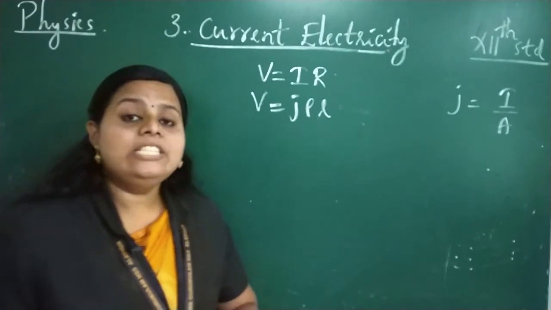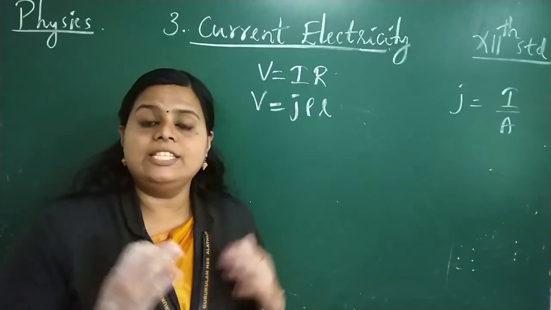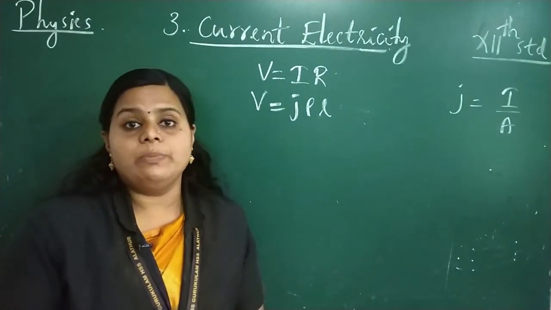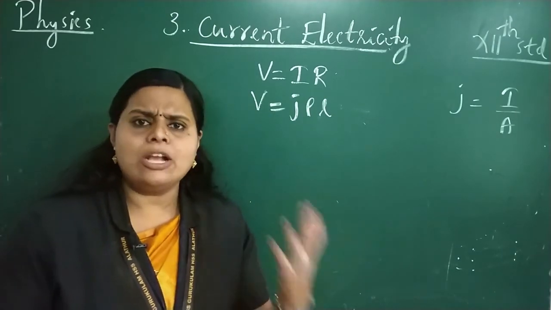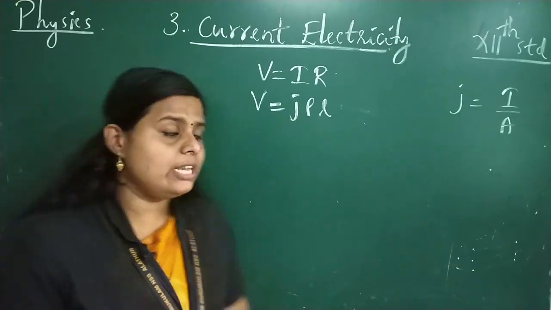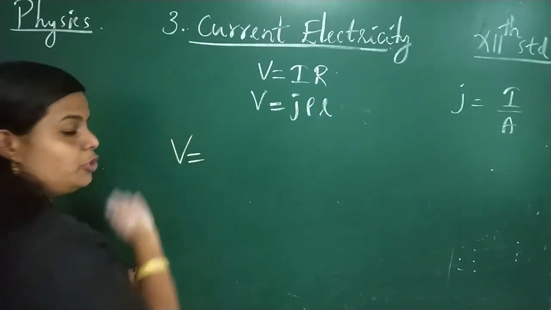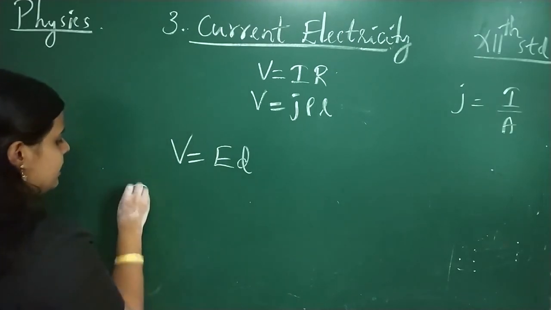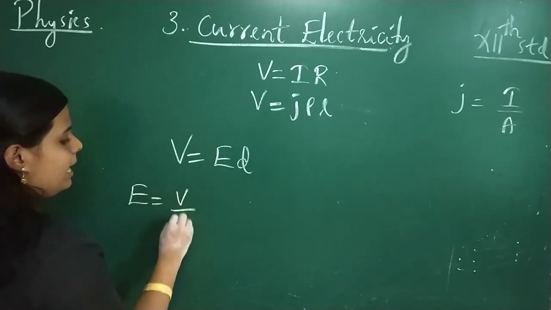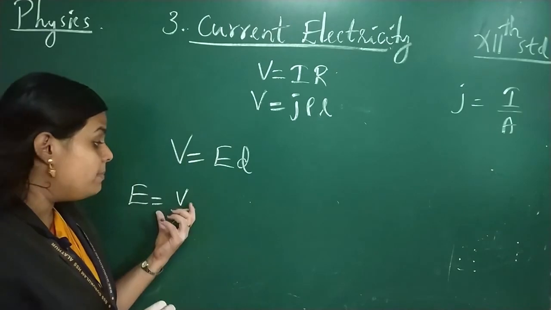Now listen children, we have learned an expression or a relation between the potential and the electric field in the second chapter. So recall the expression. What is that expression? Yes, V is equal to E into D, right? Or simply the electric field is equal to V by D, or V by L.